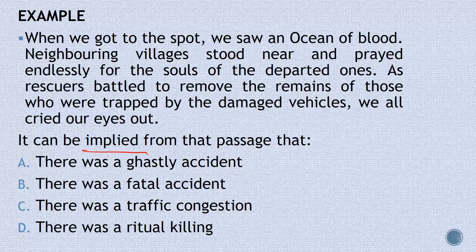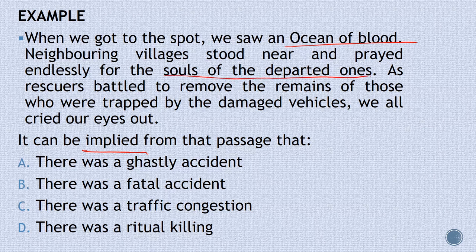It's also called inference. Now, looking at this, let's break the passage down into pieces and come down to what exactly has happened in the passage. The first paragraph says, when we got to the spot, we saw an ocean of blood. Look at this now, ocean of blood. Neighboring villagers stood near and prayed endlessly for the souls of the departed ones. Souls of the departed. So what do you mean by souls of the departed? Some people have died. Death has taken place.